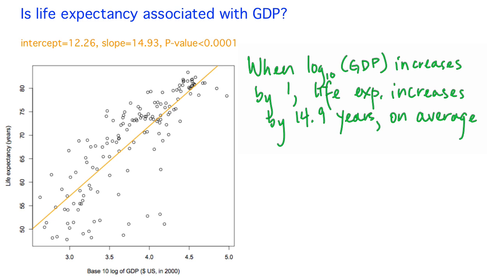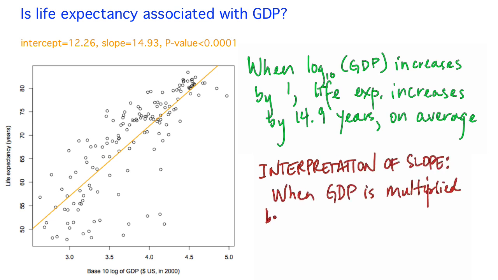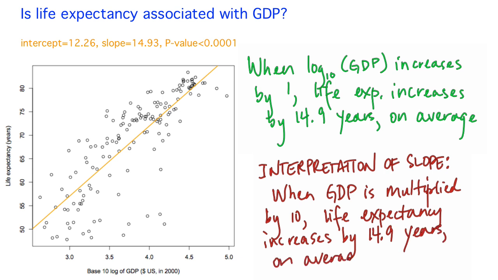But what does it mean for a log of GDP to increase by 1? In order to answer this, we need this property of logarithms. Adding 1 to a base 10 logarithm is equivalent to multiplying its argument by 10. So our slope of 14.9 years is the average amount that life expectancy increases when GDP is multiplied by 10.